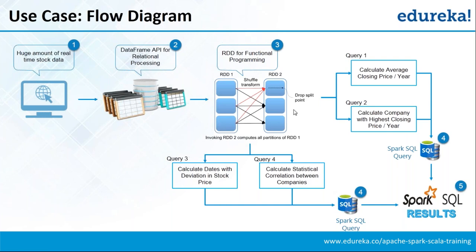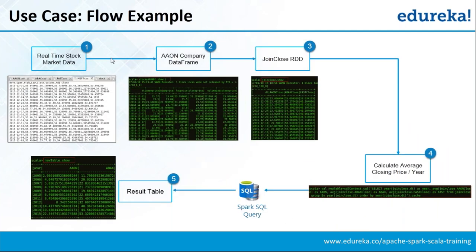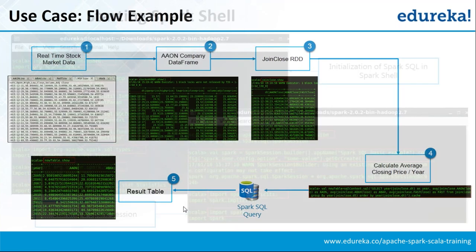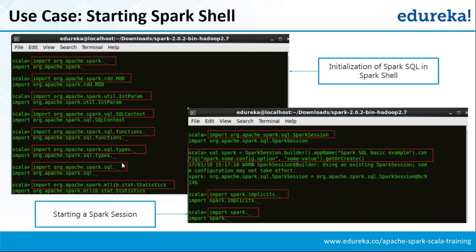So we will also compute a few other queries, and all those queries we are going to execute here. Now, this is how the flow will look. We initially have this data that I just showed you. Then you create a data frame, then create a join close RDD, which we will see shortly. Then we calculate the average closing price per year, hit our Spark SQL query, and get the result in a table.